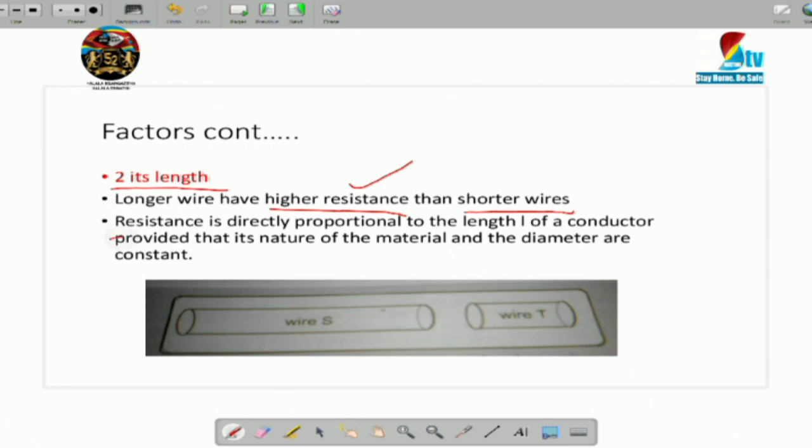Now, resistance in this case is directly proportional to the length. If I have the length and I have the resistance, if I increase the length, it means the resistance is also going to increase. So these two are directly proportional. For instance, my wire S and my wire T. Wire S is made of the same material as wire T. It has the same cross-sectional area. The only difference is just the length. So this one would have a high resistance compared to the other one there.